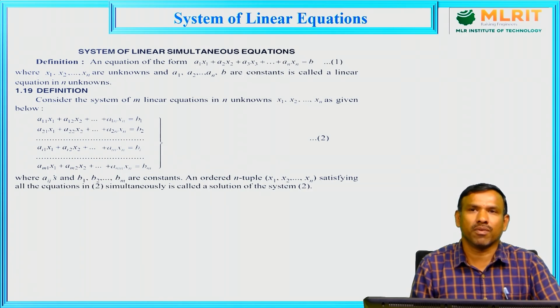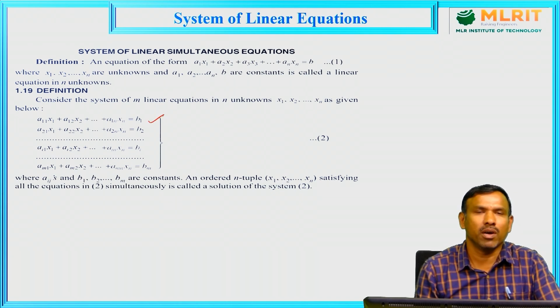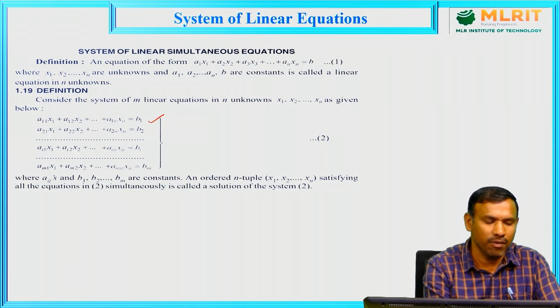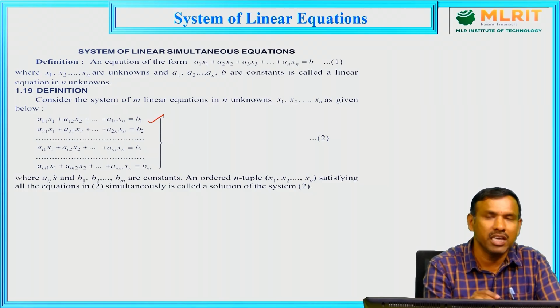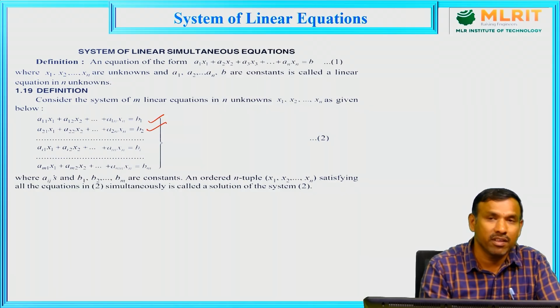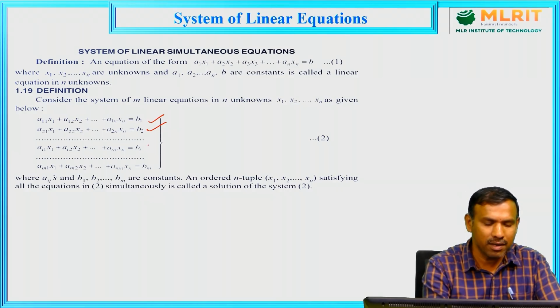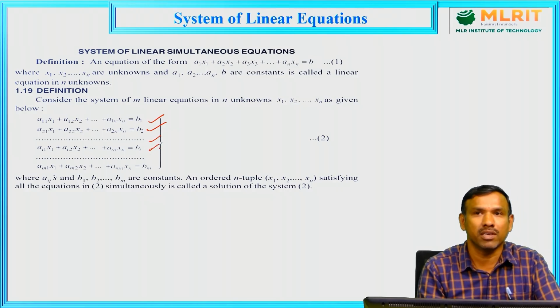Now, first of all, what do we mean by a system of linear equations? That is, first degree equations in n unknowns. Look at the equations I have given here. a11 x1 plus a12 x2 plus and so on up to a1n xn, so it is a first degree equation in n unknowns. The second equation is a21 x1 plus a22 x2 plus and so on up to a2n xn equal to b2. Like that we have a number of first degree equations.